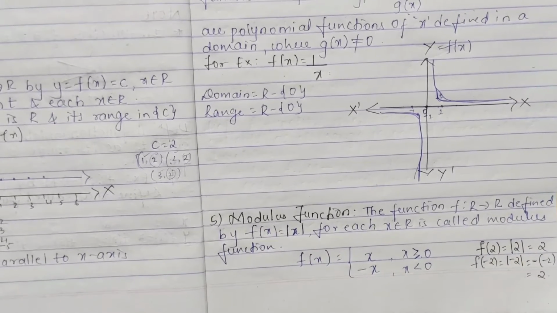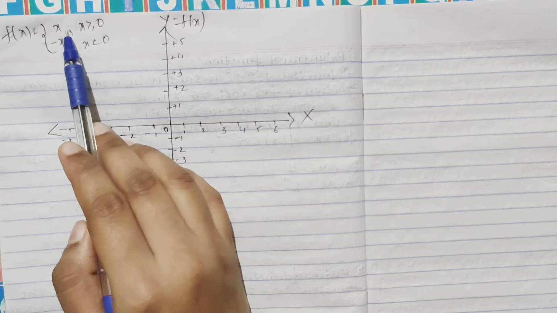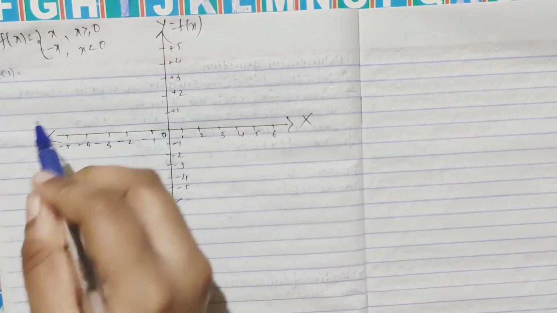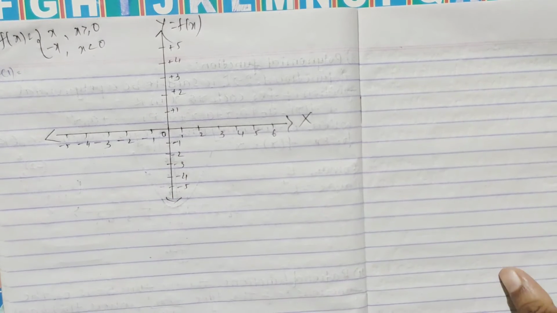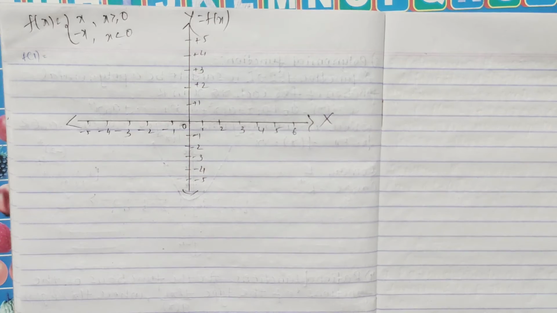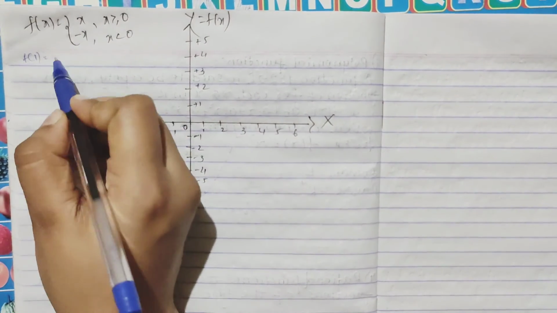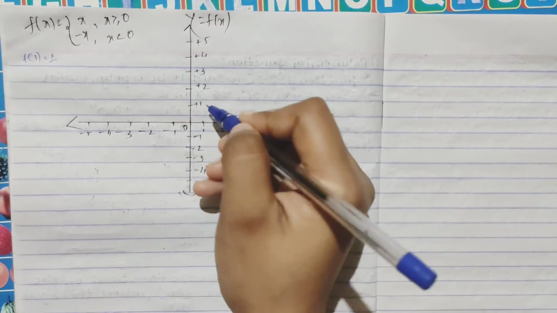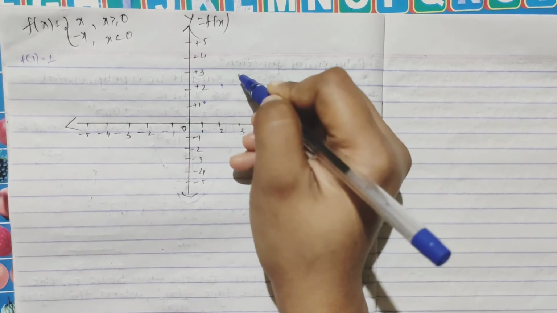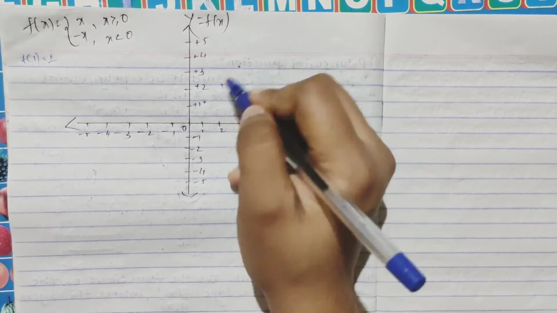If we go in a graphical way, we'll see. First, when you take this definition, f of x equal to x means x is greater than or equal to 0. Now suppose I take f of 1, 1 is greater than 0 only, right? So when you take f of 1, you will get 1 only, because it is x. When it is 2, you will get 2. When it is 3, you will get 3. Like this, you will get a straight line.